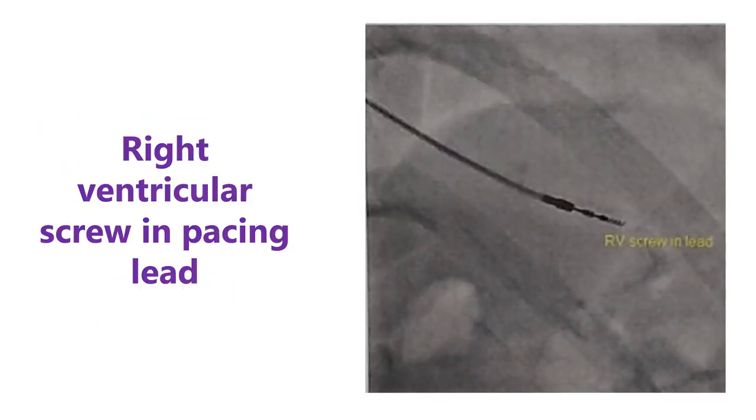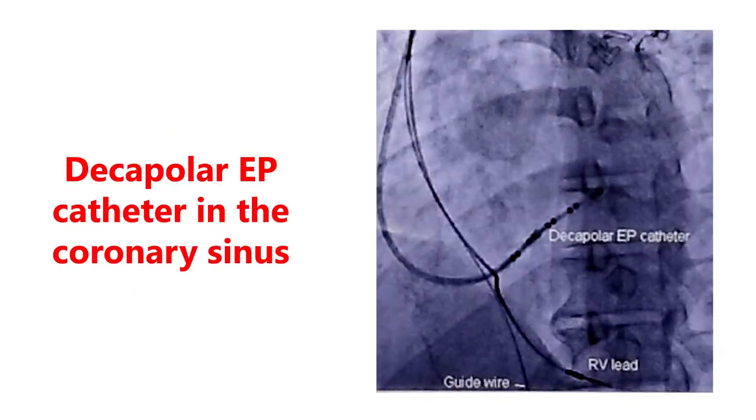Once the subclavian vein has been identified and punctured, we'll put in a right ventricular screw-in lead to get a right ventricular pacing option at the earliest. That is done under fluoroscopic guidance. This is a fluoroscopy image capture. A decapolar electrophysiology catheter is introduced into the coronary sinus. You can see the 10 poles of the decapolar catheter. This is usually used for electrophysiology studies to find out potentials from different regions of the heart.